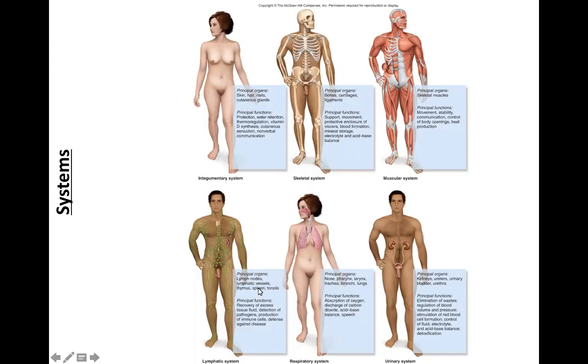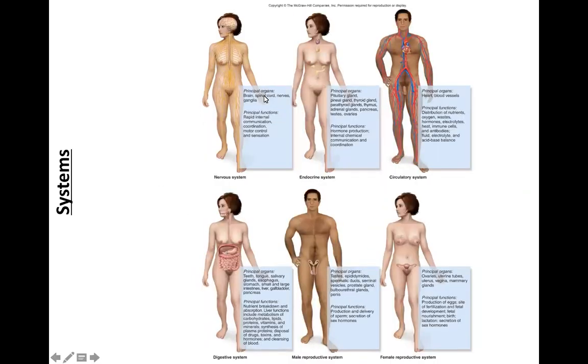Lymphatic system, which is made up of lymphatic vessels, thymus, spleen, tonsils, and its main function is immunity and to defend against pathogens. Respiratory system, made up of nose, pharynx, larynx, trachea, bronchi, lungs, and its main function is absorption of oxygen, removal of carbon dioxide, and speech, remember. And urinary system, which is made up of kidneys, ureters, urinary bladder, urethra. Its main function is removal of waste, primarily urine, and it's responsible for keeping the blood volume and for production of red blood cells.